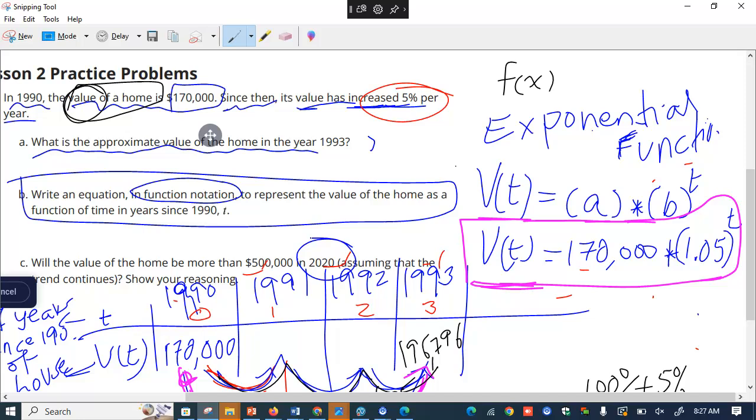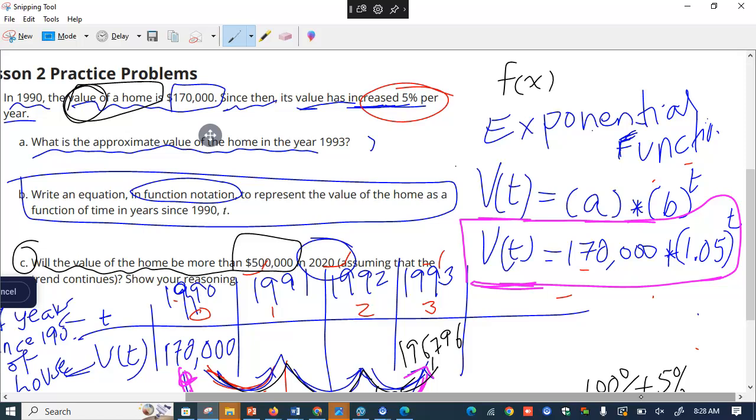So if you see 2020, how many years since 1990 to 2020? So we want to answer the third question. Look at the third question. Will the value of the home be more than 500,000? So in 30 years, remember most of the loans when the house is bought, the maximum is like 30 years. So I buy in 1990 at 170,000. With this trend, what is the value of the home in 30 years?